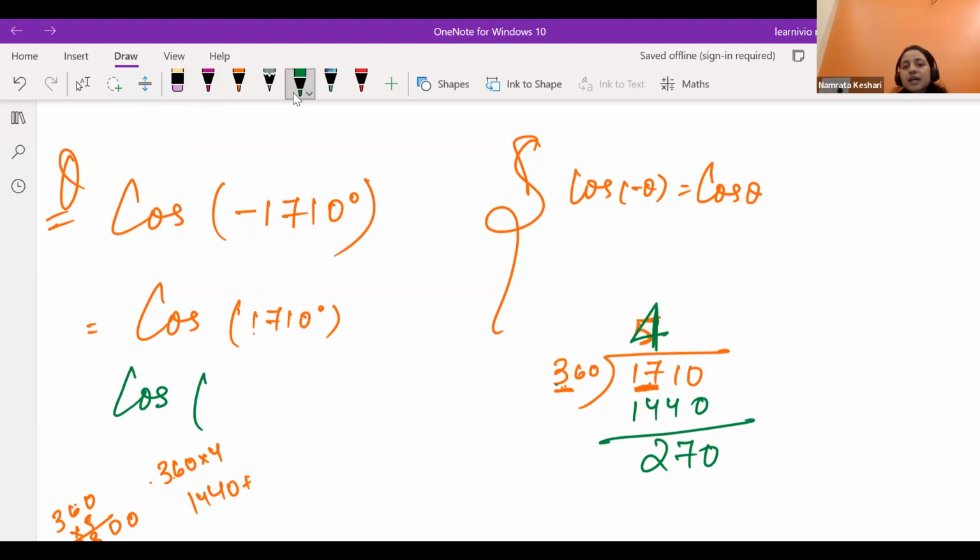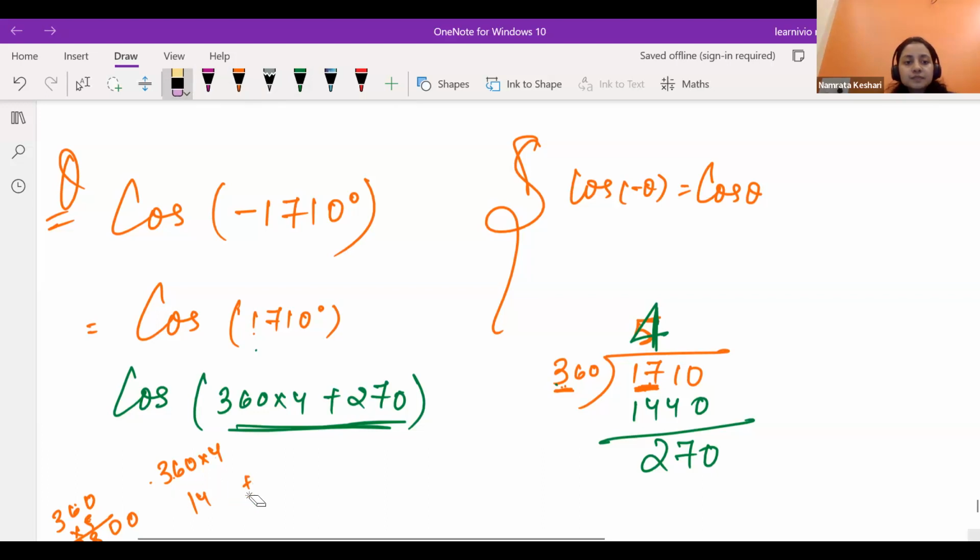Divisor into quotient plus remainder. This is how this rule was there. Yes or no? Dividend is equal to divisor into quotient plus remainder. Can we write 1710 like this? Yes. And it is nothing but cos 270 degree. And the result for cos 270 degree, if you are able to recall, then it's great. The result is 0.